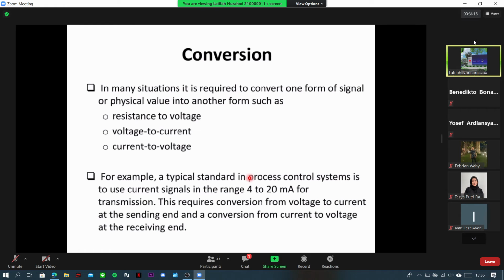Let's continue to the second type of signal conditioning. The second type of signal conditioning is conversion. From the name, let's read point number 1. In many situations, it is required to convert one form of signal or physical value into another form, such as resistance to voltage, voltage to current, or current to voltage. It really depends on the users.